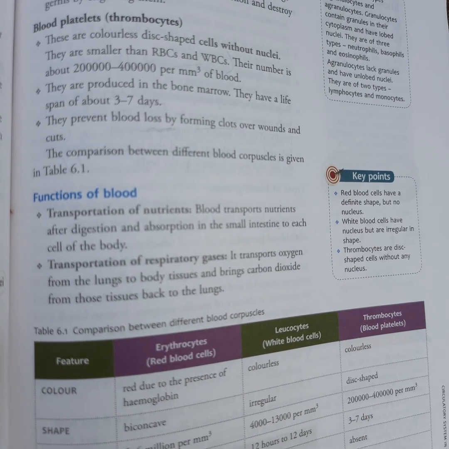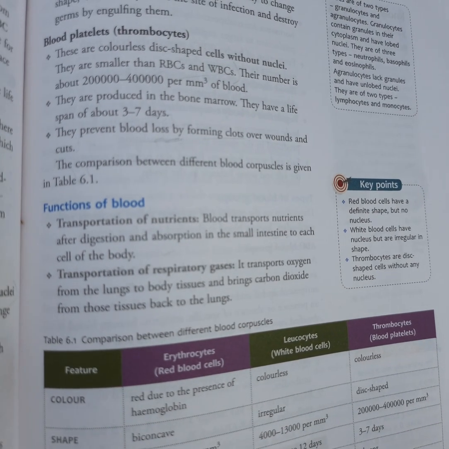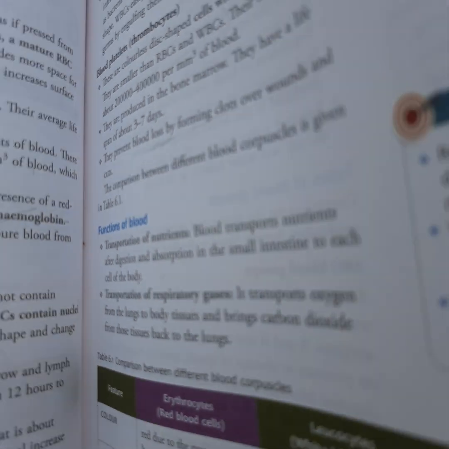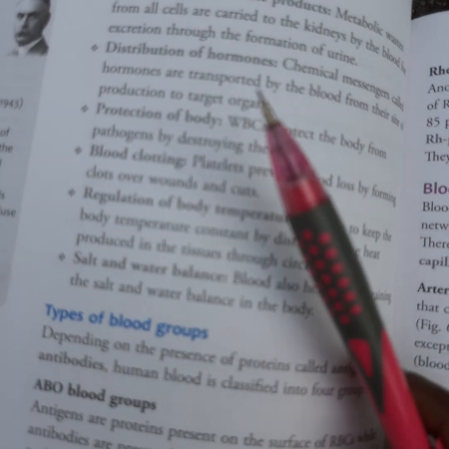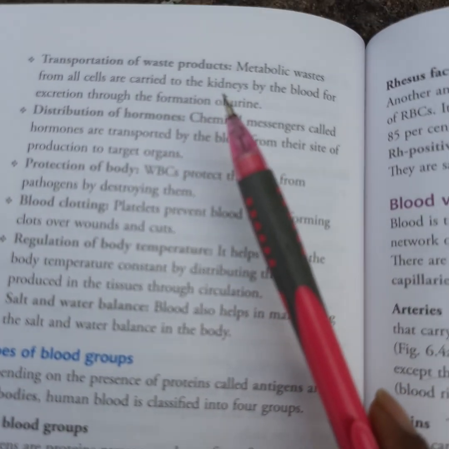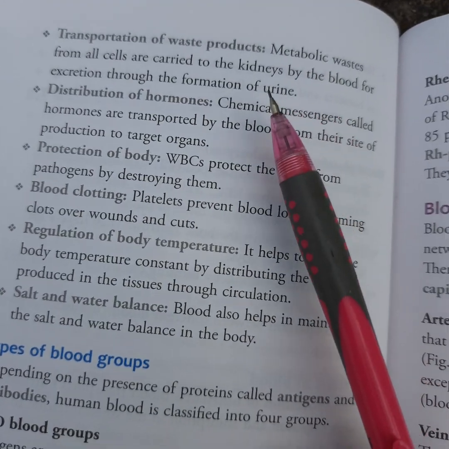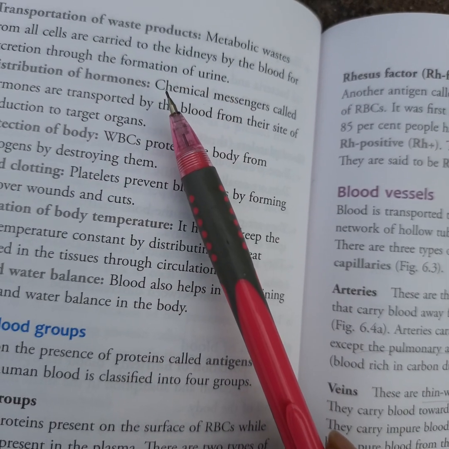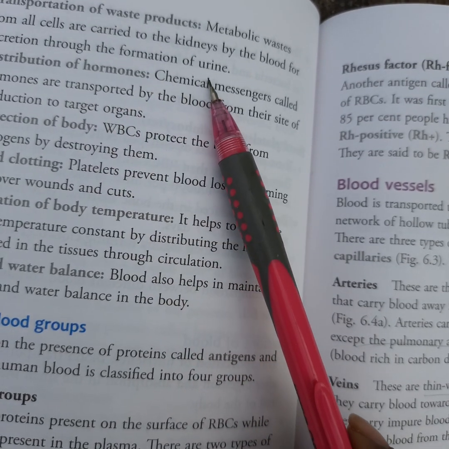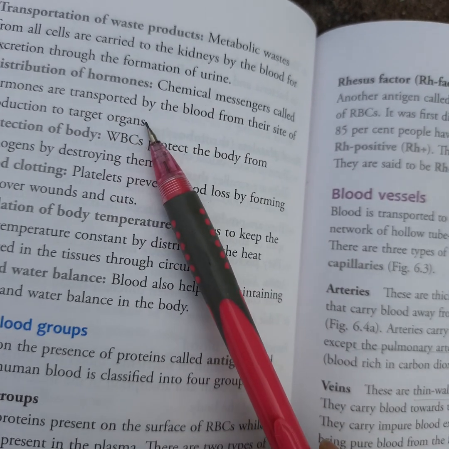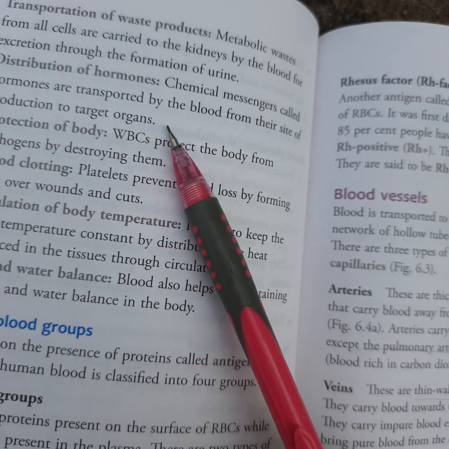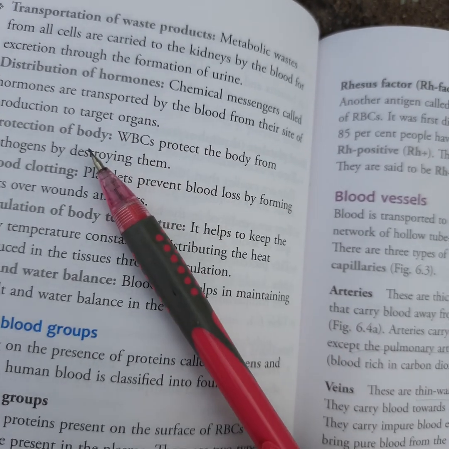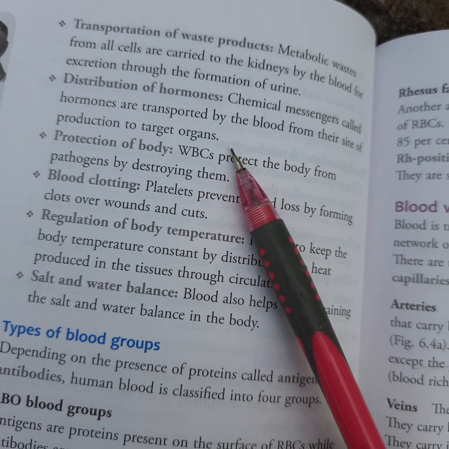Okay, already we have discussed it in the respiratory system in humans. Exchange of gases. Then transportation of waste products. Metabolic waste from all the cells are carried to the kidney by blood for the excretion through the formation of urine. The distribution of hormones. Chemical messengers called hormones are transported by the blood from the site of production to the target organs.